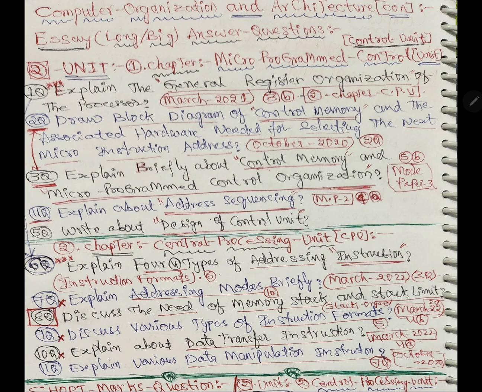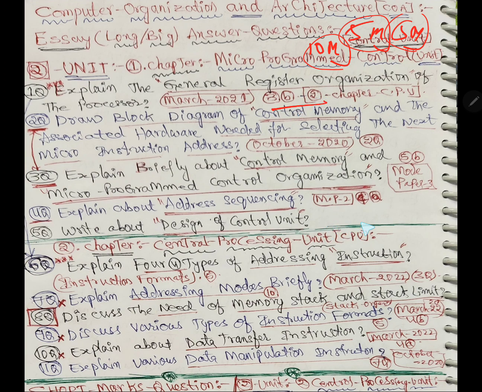So this is a direct question, general register organization. This is there in the syllabus. This was asked in March 2021, 3B. So 3B means 5 marks. Generally we will get in part B 10 marks or 5 marks. So you need to write accordingly. Here it is 5 marks only.